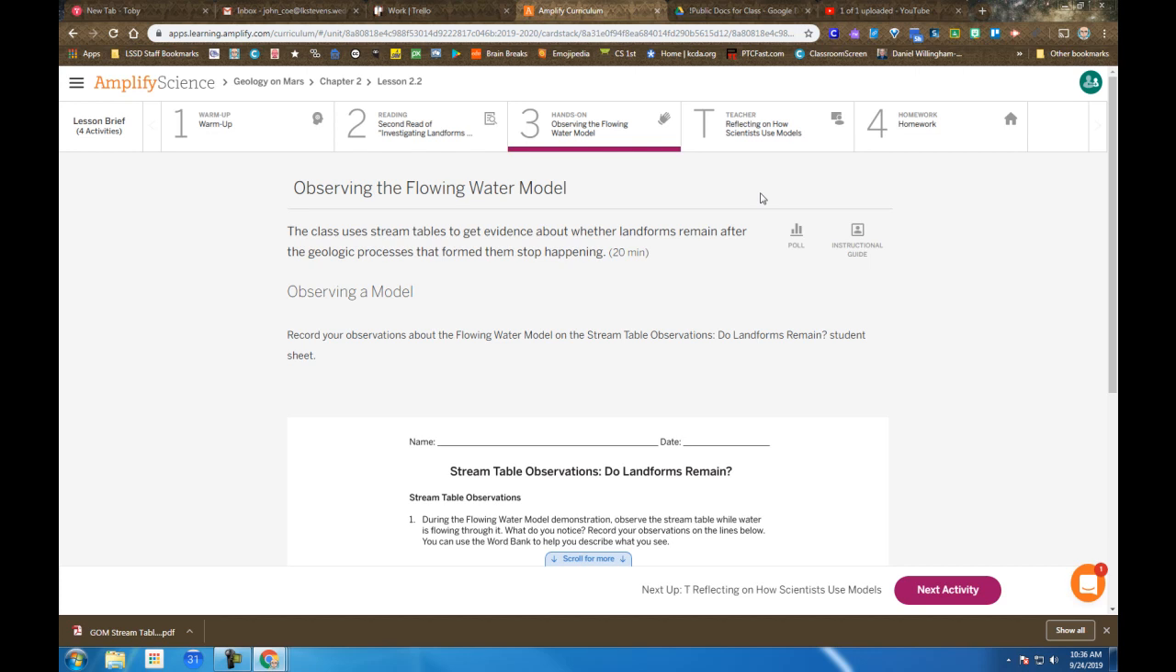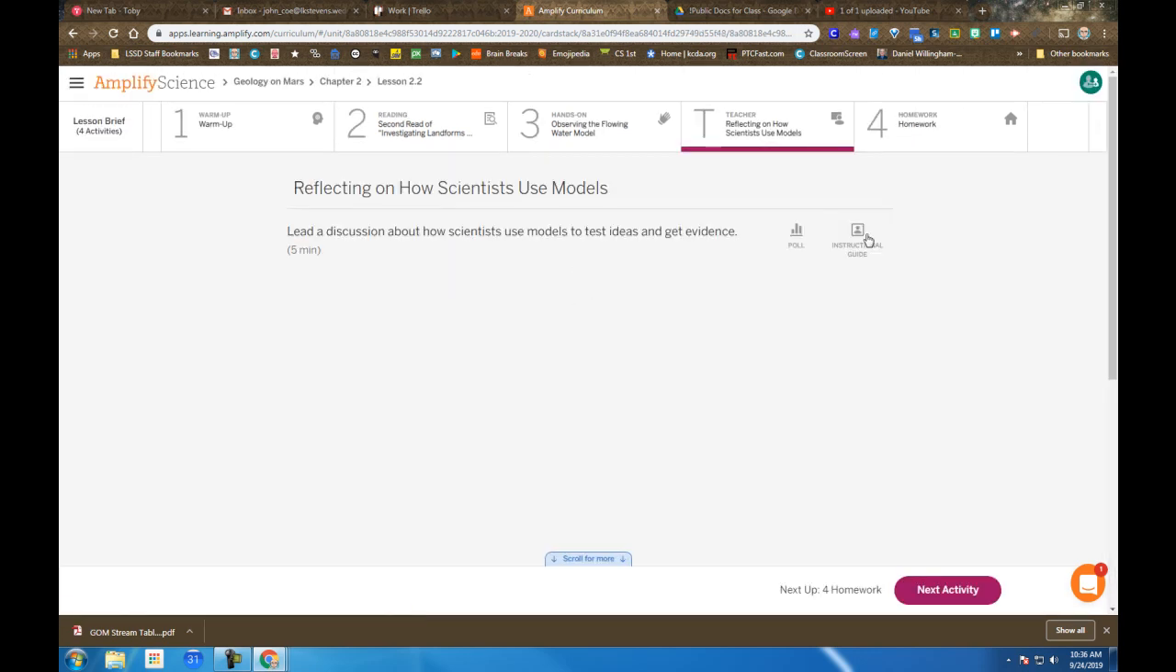So we're gathering evidence to build an argument that they'll write later or they'll put together later that shows their understanding. We take a moment to reflect on how scientists use models. This is just the teacher and the students discussing it really quick, referencing back to the poll to see which of those answers is the most appropriate.